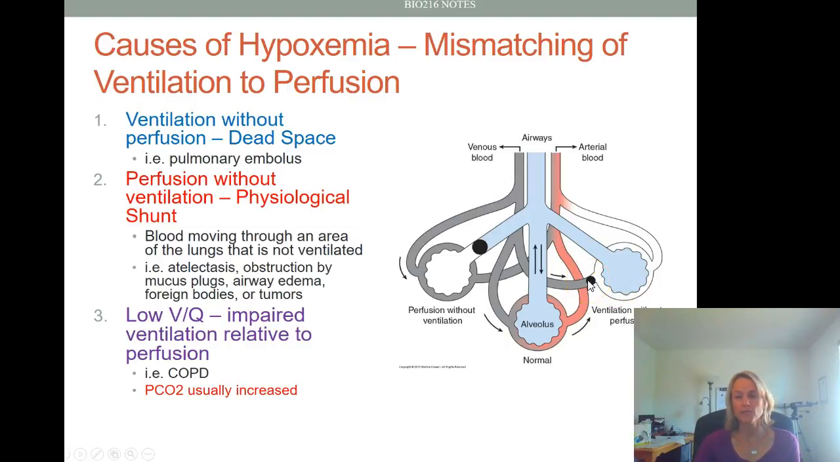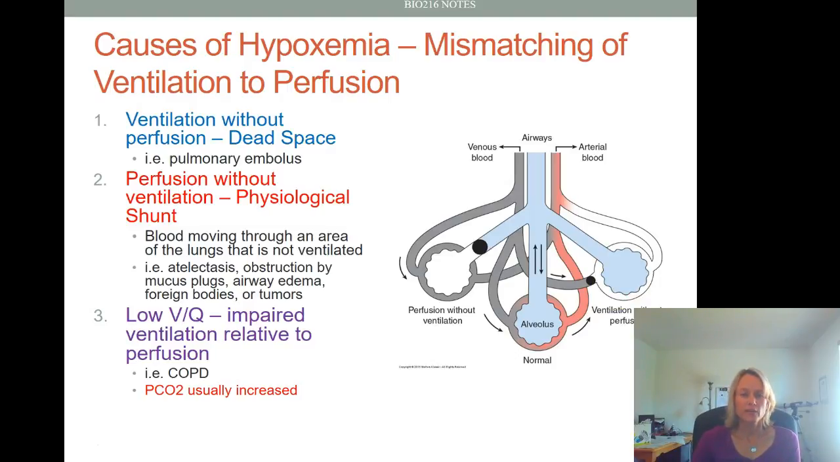Now remember, we'll have some pulmonary vasoconstriction that will help in terms of if our ventilation is poor, but we can also have some bronchoconstriction that will help reduce the amount of air going to that non-perfused area, but it's not complete. So this dead space where we have ventilation without blood flow can contribute to hypoxemia.